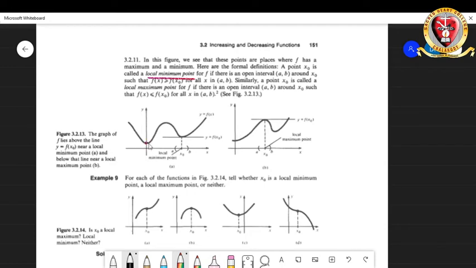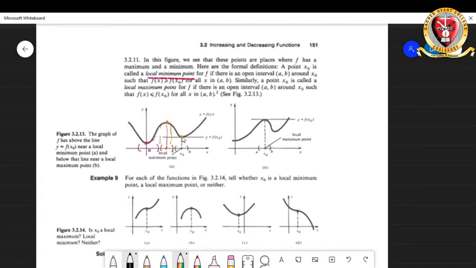So here, see this point. If we take this point, you can find an interval here such that any point you take in it is greater than this. That is, this point is lesser than any functional point here. So that means this point will be a local maximum. Similarly, if we take this other point and take an interval here, we know that this point will be a local maximum.